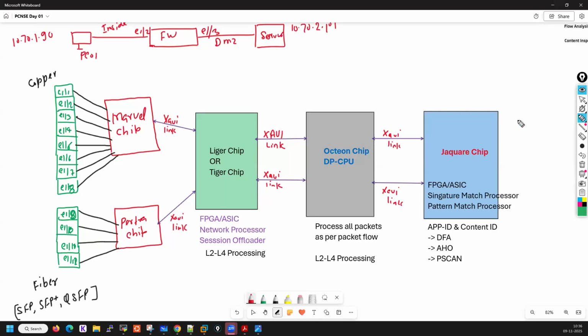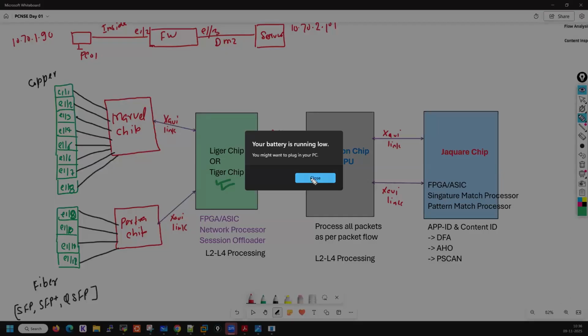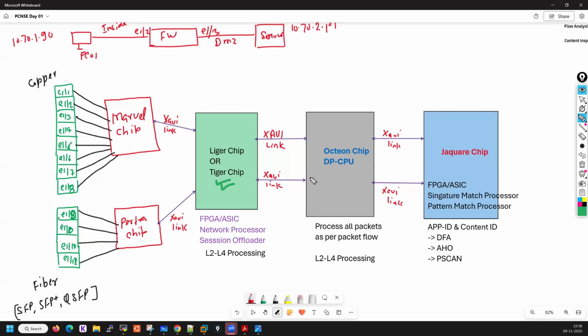Now, as I have mentioned, this chip called network processor, or Liger or Tiger chip, is only responsible for layer 2 to layer 4 processing. Now, which particular session will this chip process? All the sessions which are offloaded by the Octeon chip.